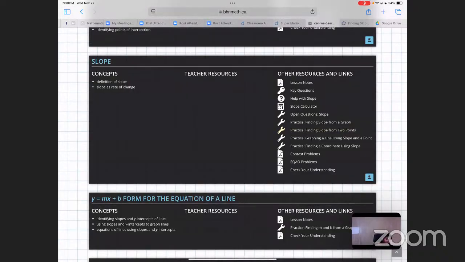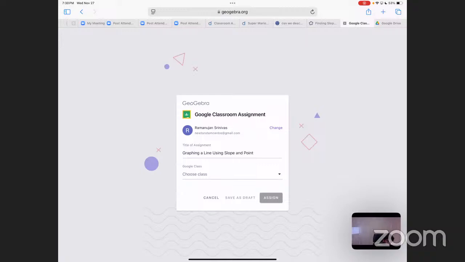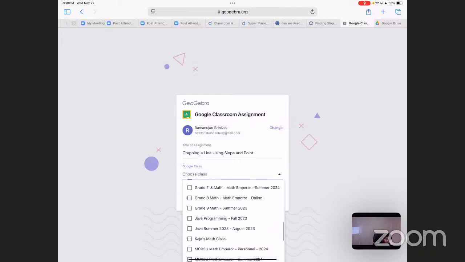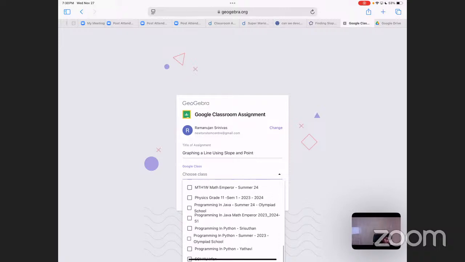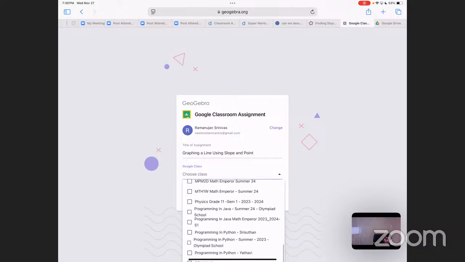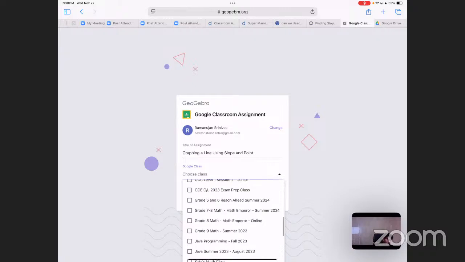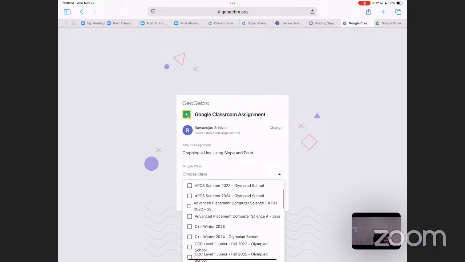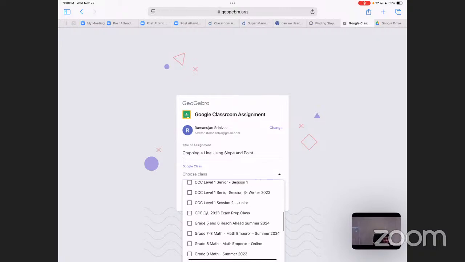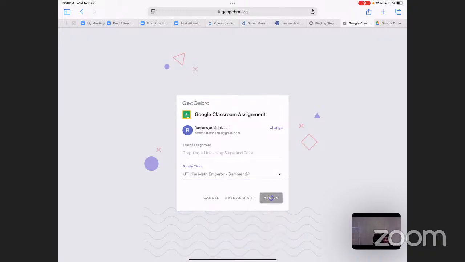So now we're going to go back to graphing a line using slope and a point. If I give a point and a slope, you need to be able to graph it. This is going to be a little challenging, but I'm just going to assign that for practice. So that's going to be grade 9. Where's my class? Here we go, grade 9. All right, next task is assigned.